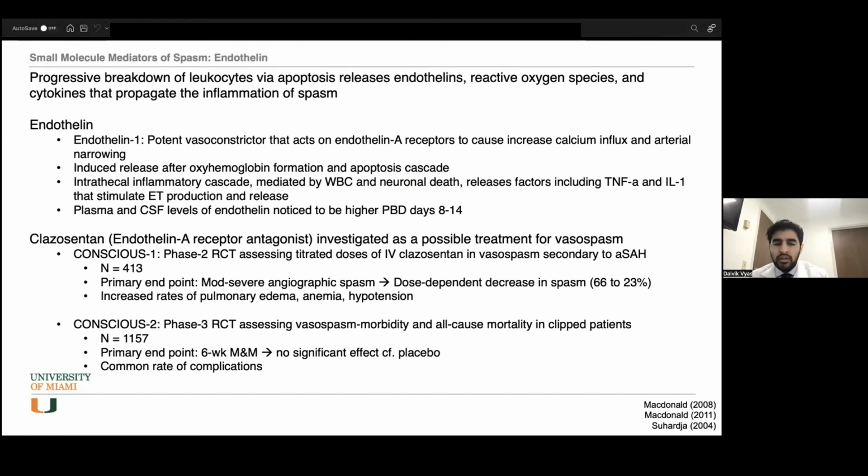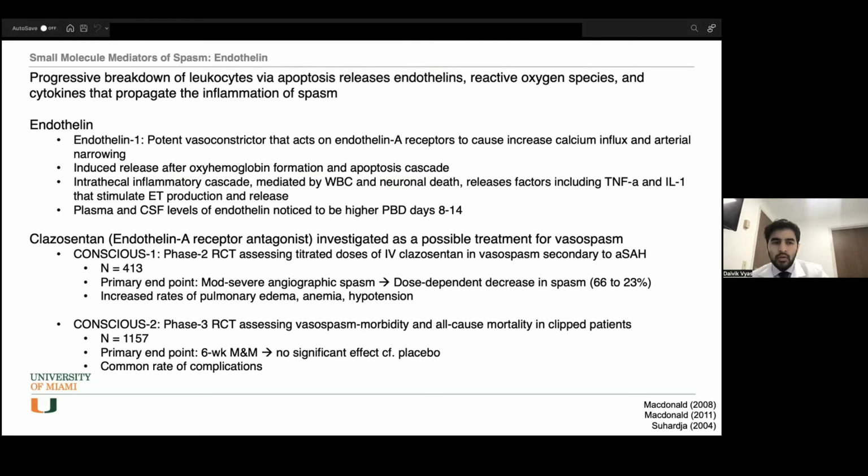And ultimately, they found that compared to placebo, there was no difference in patients who had received clazosentan, but they did note the same complications: pulmonary edema, anemia, and hypotension. There's another phase 3 randomized trial called CONSCIOUS 3 that evaluated patients who underwent endovascular therapy, but it was terminated early, so the outcomes from this trial are unknown.